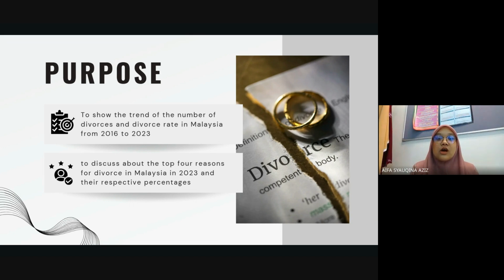So for our pair assignment, we chose two types of chart, which are line graph and bar chart. The purpose of our study is to show the trend of the number of divorces and divorce rate in Malaysia from 2016 to 2023. The second purpose is to discuss the top four reasons for divorce in Malaysia in 2023 and their respective percentage.